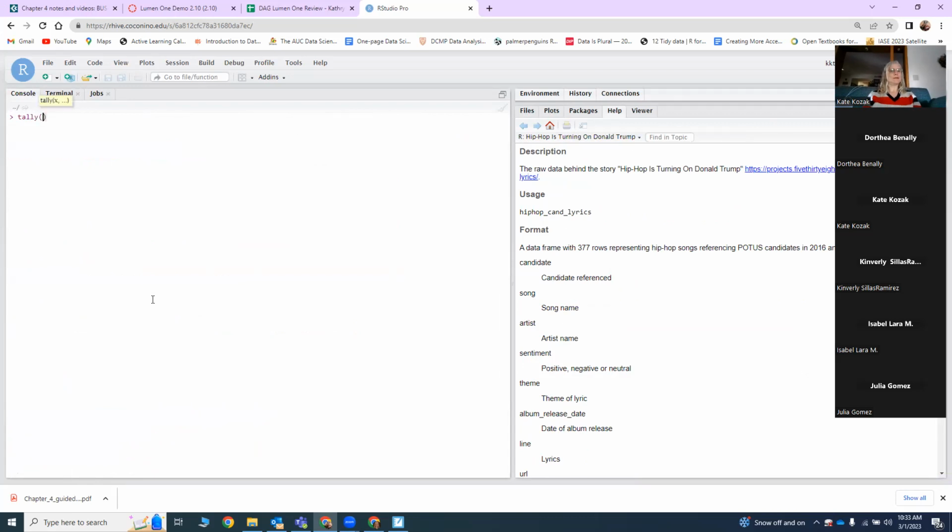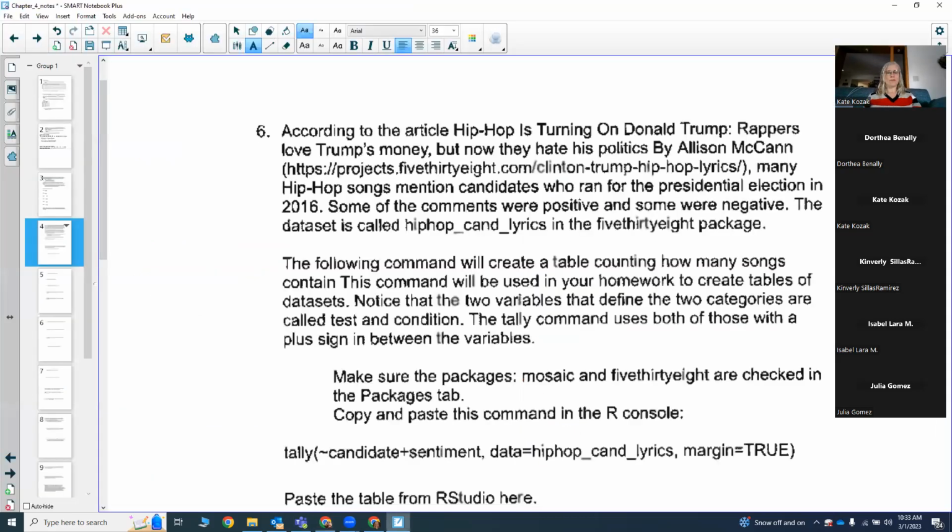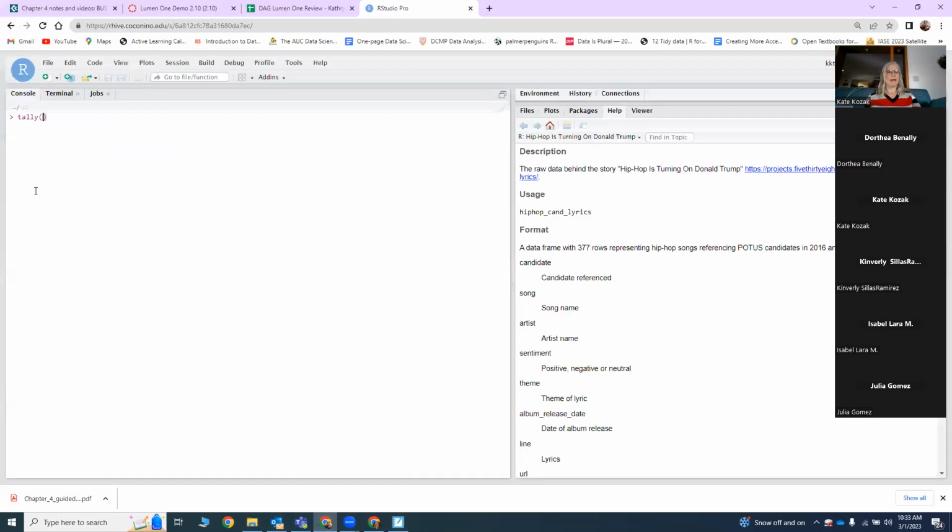Again, I'm going to do the tally command. I gave it to you in this file. However, I can't copy from here. You can copy this, I can't copy this. It won't let me copy. But this is what I want to do, the same tally command. You just copy that from your PDF file and put it into your RStudio. I'm going to type mine in, and it's the tally command. I'm going to do candidate with sentiment. And then again, my data is equal to the hip hop lyrics.